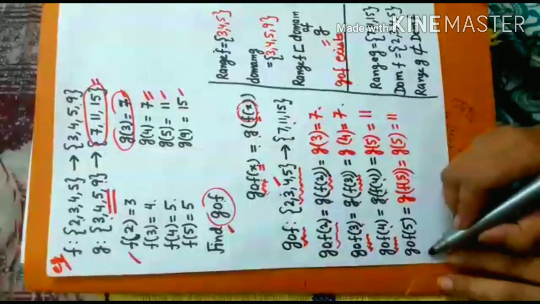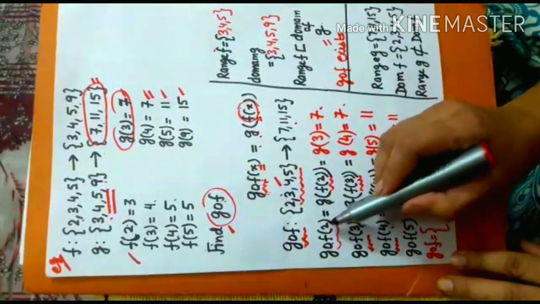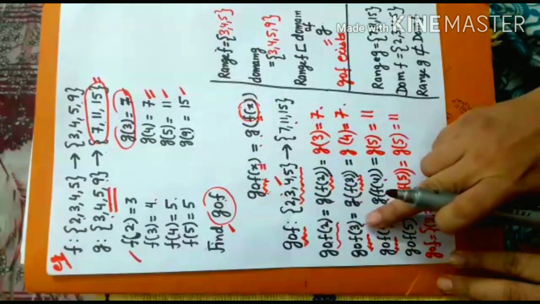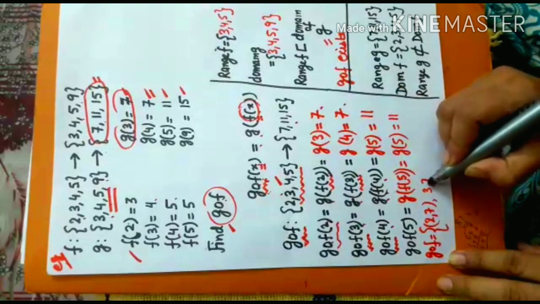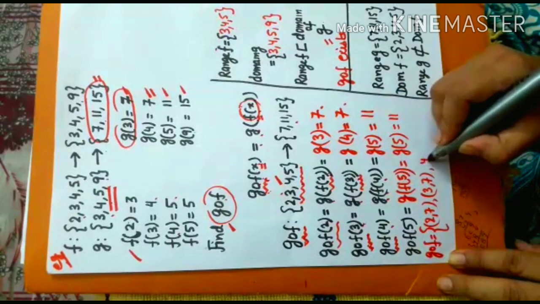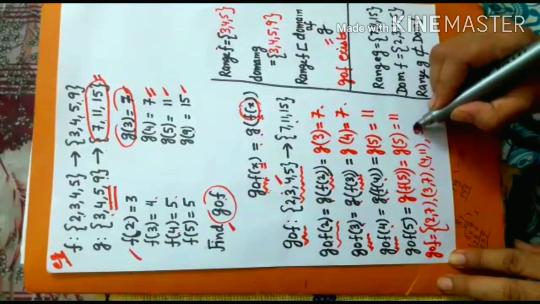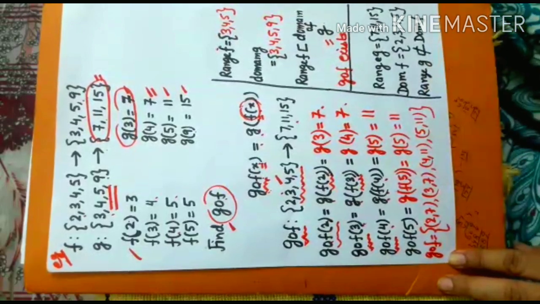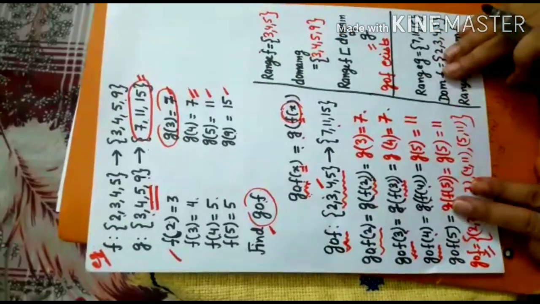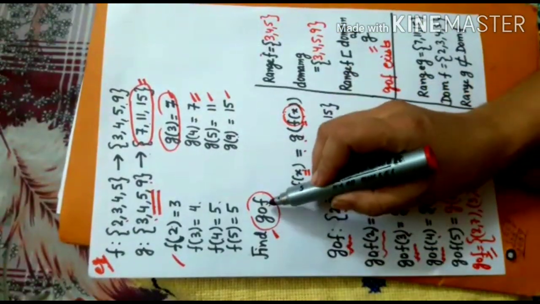So I can write my GOF function as image of 2 is 7. So first ordered pair will be (2, 7). Image of 3 is 7. So next ordered pair is (3, 7). Image of 4 is 11. So it's (4, 11). Image of 5 is 11. So it is (5, 11). This is our function GOF. So in this question, we have found function GOF.